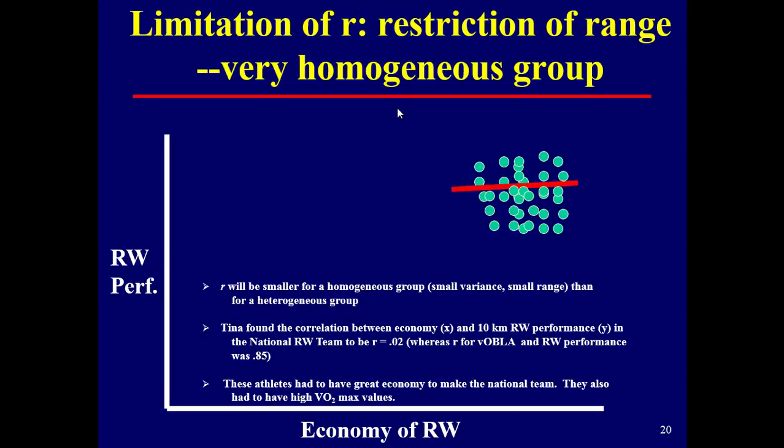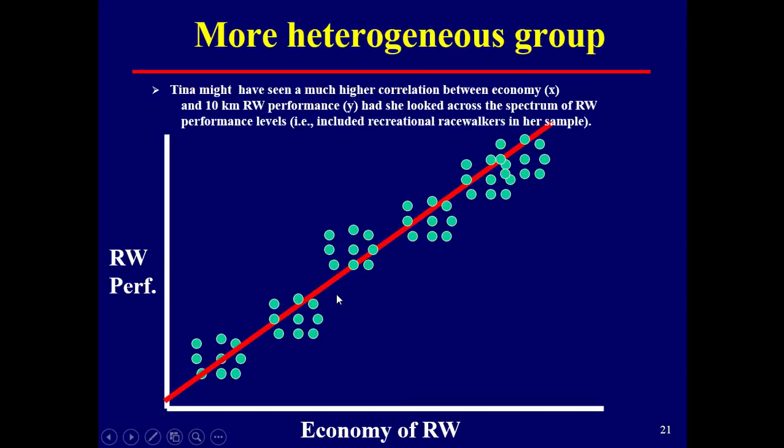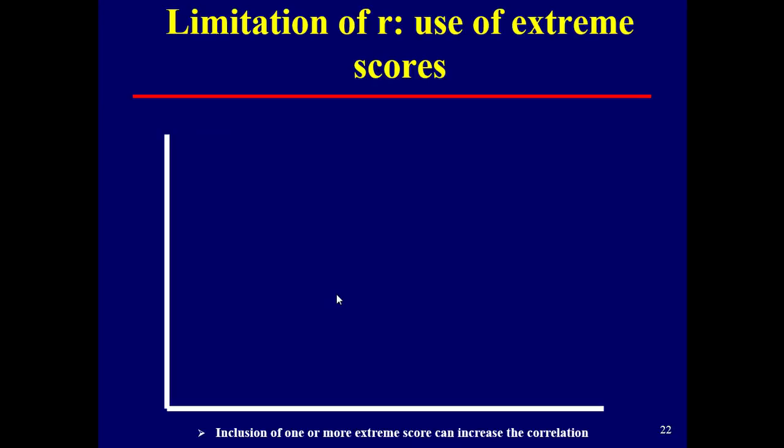So here's an analogous situation. What you're going to see here, and I'm going to reiterate this, is that the R is going to be smaller for a homogeneous group where there's small variance, small range, as compared to a heterogeneous group, okay? So we go across the spectrum, and what you see is an inflation of the R, a much stronger correlation, a much stronger relationship.